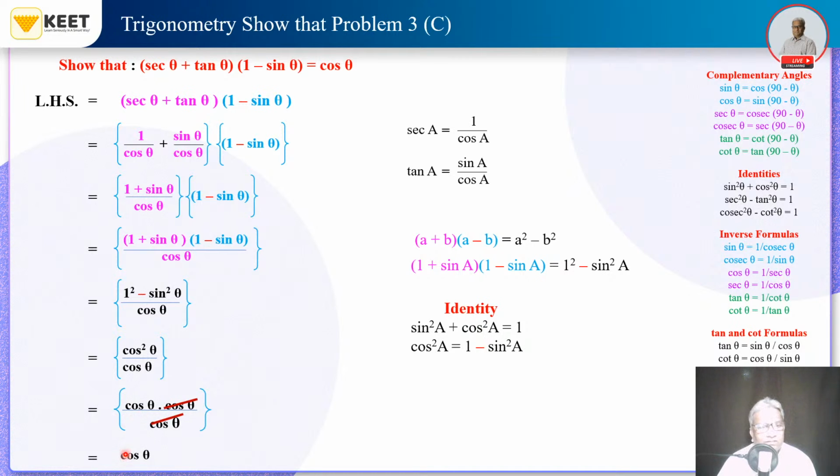And now this is your right hand side. So this is your right hand side. Thus you have proved that left hand side is equal to right hand side.